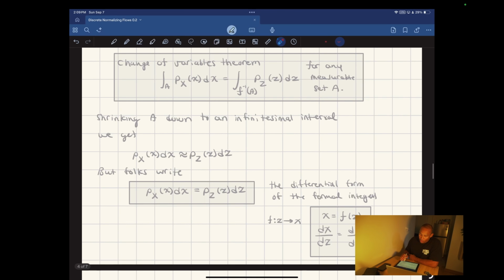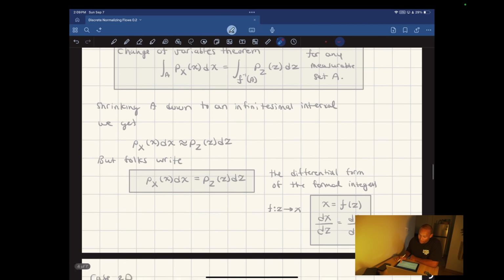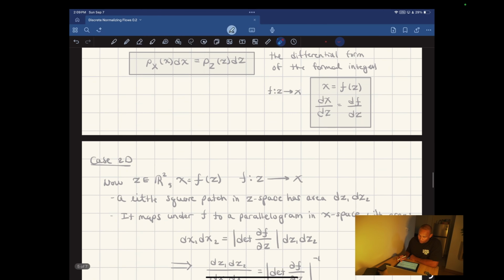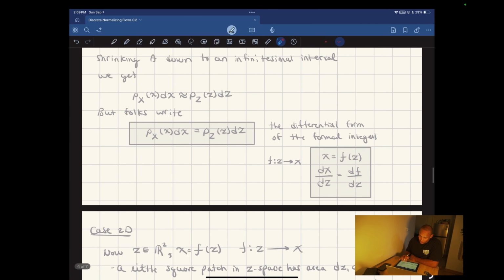So what if we shrink whatever interval is defined here down to an infinitesimal interval? If we do that, we remove these integrals, so the integral is not relevant anymore. We're basically saying that this is approximately equal to this, so we just set them equal. Again, I'm not doing formal proofs. I'm just trying to give you an intuition. So just remember this, we're going to use this.